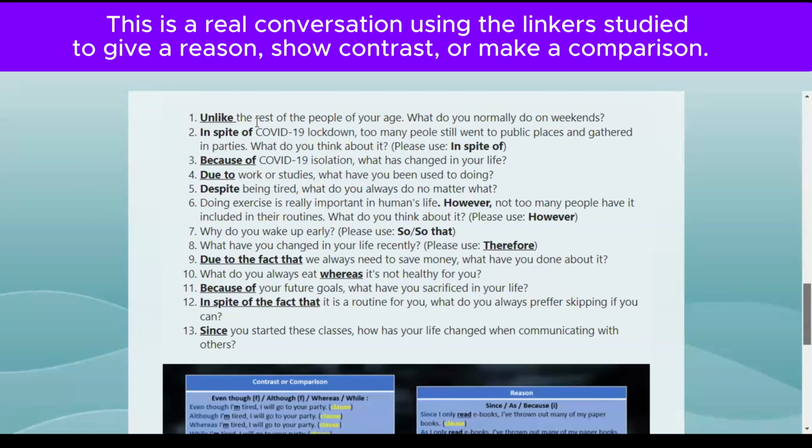Please, one question. Despite being tired, what do you always do no matter what? I repeat, despite being tired, what do you always do no matter what?